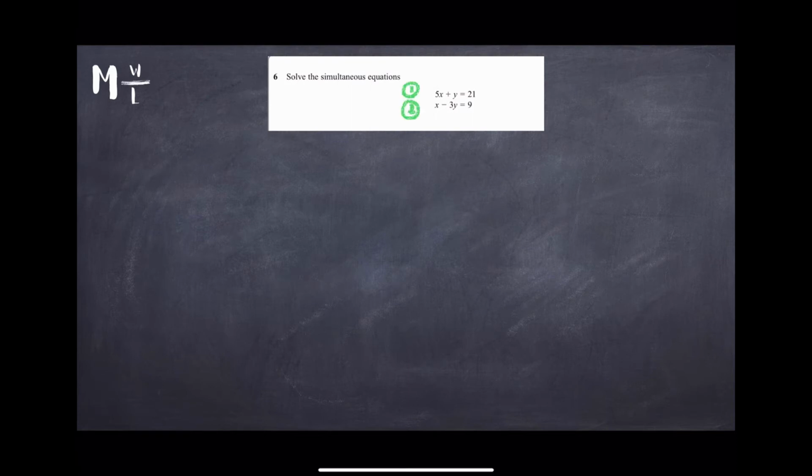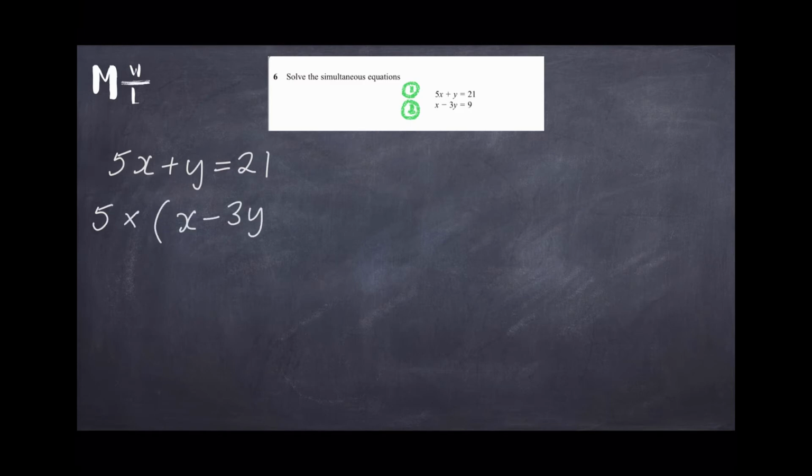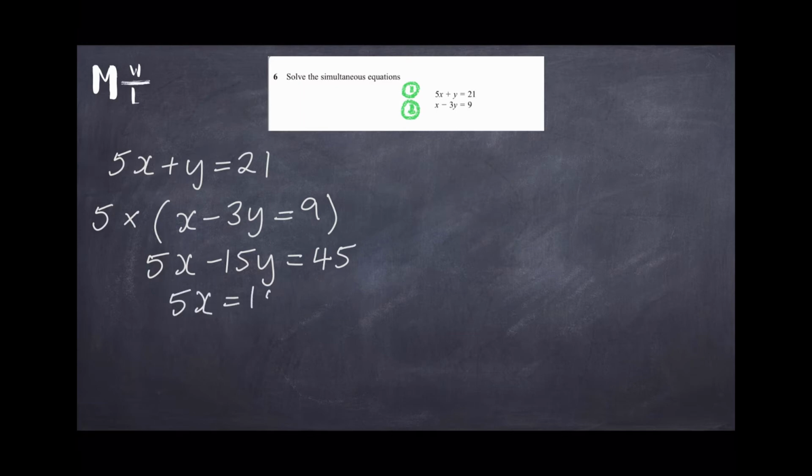Looking at these two equations, we can see x can be eliminated if we multiply the second equation by 5 and then sub it into the first. Multiplying the first equation by 5 gives us 5x minus 15 is equal to 45. Therefore 5x is equal to 15y plus 45. So now let's sub that into the second equation.